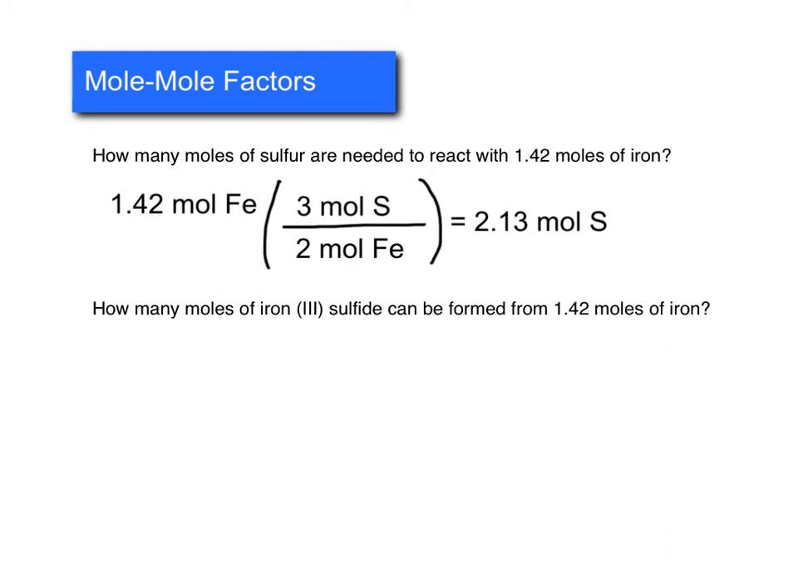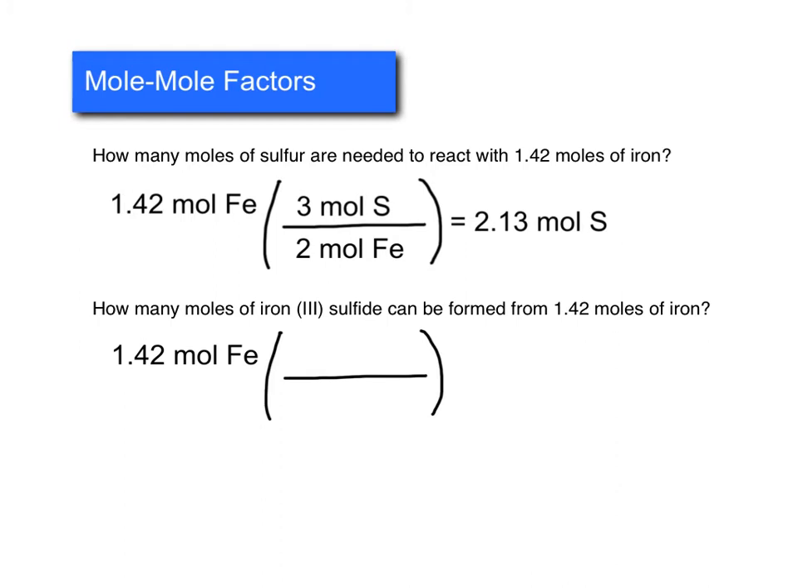And we can do this going from reactants to products as well. How many moles of iron 3 sulfide can we make from 1.42 moles of iron? Again, we want to put 1.42 moles of iron in the front, and then in our parentheses, we're going to use our mole ratio.